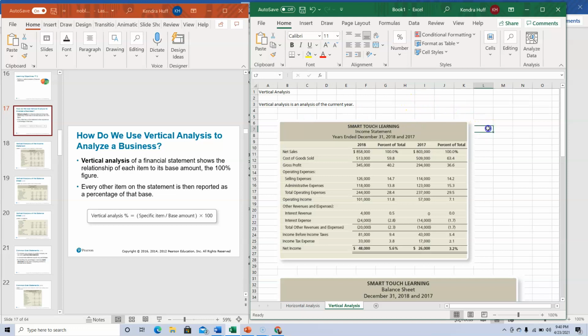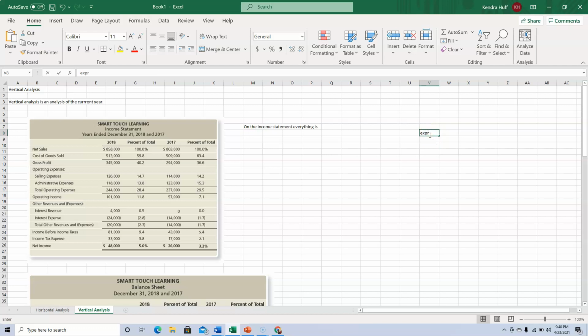we're going to write this. On the income statement, everything is expressed as a percentage of sales. All right, which means that sales, or net sales, depending on what they give you, is always the 100% number.